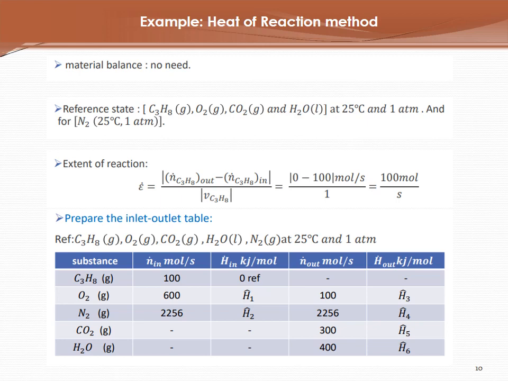Now, in this problem, since the reference state is at 25 degrees Celsius and 1 atmosphere, and propane is entering at this same reference state, the corresponding specific enthalpy inlet is 0, and then we need to enter the other values from the flow sheet. For those specific enthalpies which we do not know, let's give them certain symbols, H1, H2, H3, H4, H5, and H6, and we need to calculate these values to complete the table.